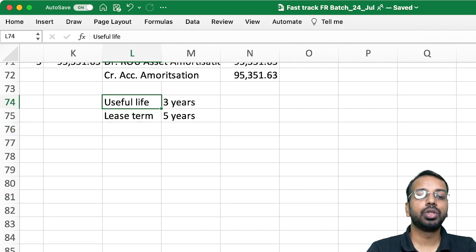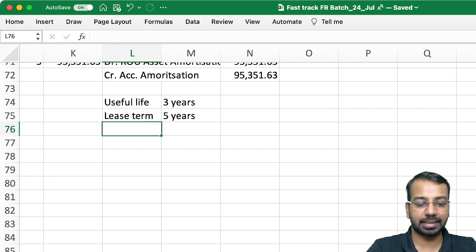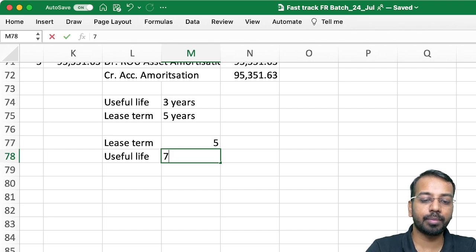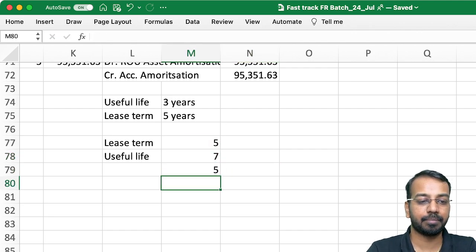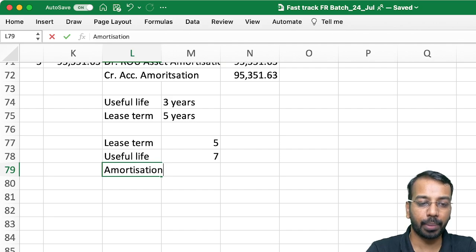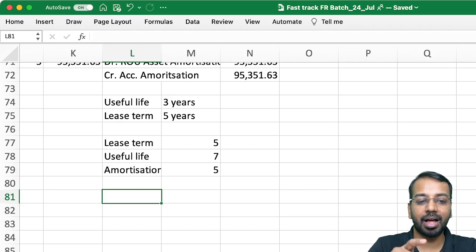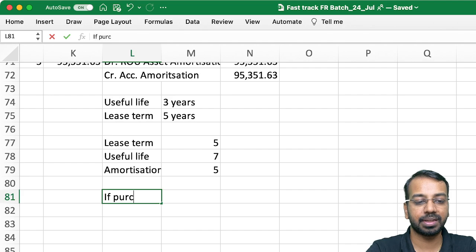We will amortize over the useful life. One thing that you can remember is that the amortization cannot exceed the useful life. But sometimes what happens is, let us say lease term is 5 years, useful life is 7 years. We normally will amortize it over a 5-year period. But if after 5 years I am buying the same asset, then I will amortize it over a 7-year period. So if purchased, I will use 7 years.